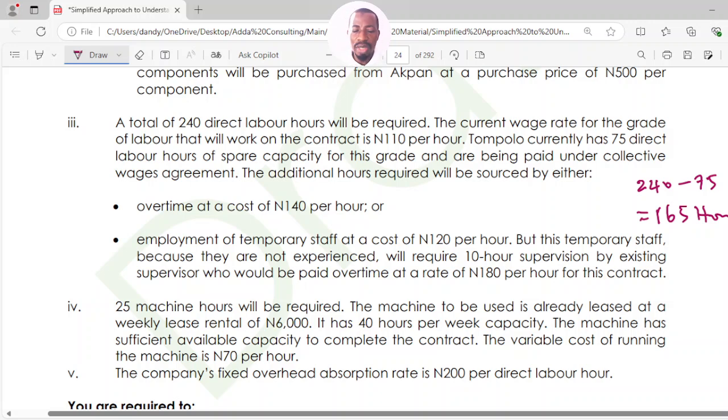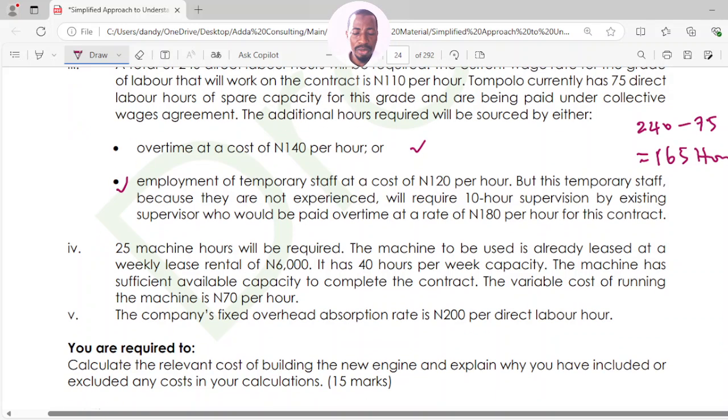In this second bullet point under labor, two things you are going to do. You multiply the 165 hours that you need by 120 naira per hour. Then, because the temporary staff are not experienced, there will be need for supervision. Therefore, 10-hour supervision will be needed. So 10 hours multiplied by 180, then you add it to the cost of hiring temporary staff. That will be the total. I will now compare the total cost of the overtime and the total cost of the temporary staff. Whichever one is lower is the one I will select.